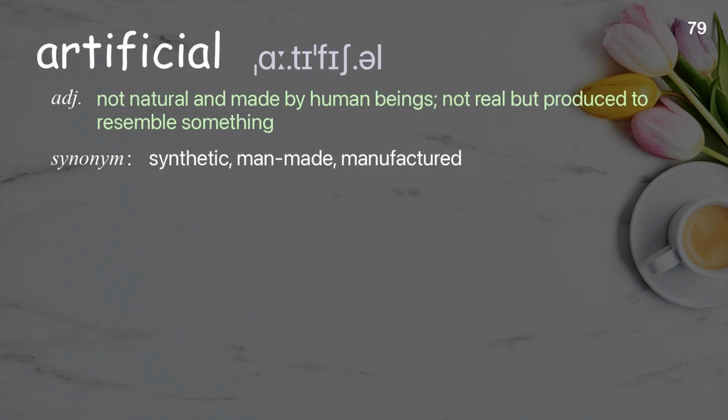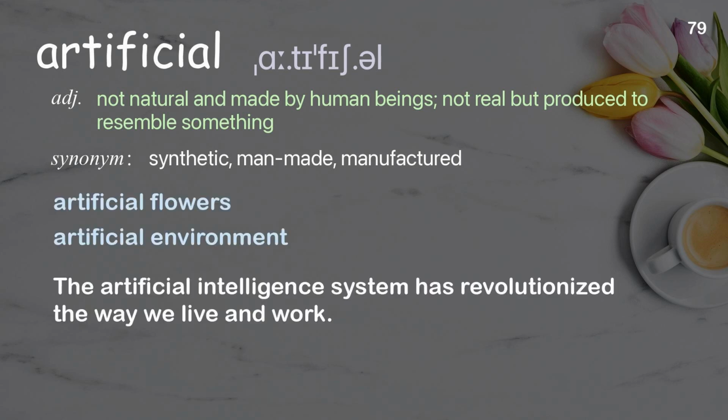Artificial. Not natural and made by human beings. Not real, but produced to resemble something. Examples: Artificial flowers. Artificial environment. The artificial intelligence system has revolutionized the way we live and work.